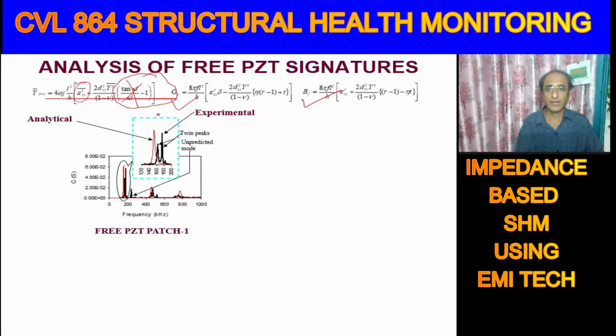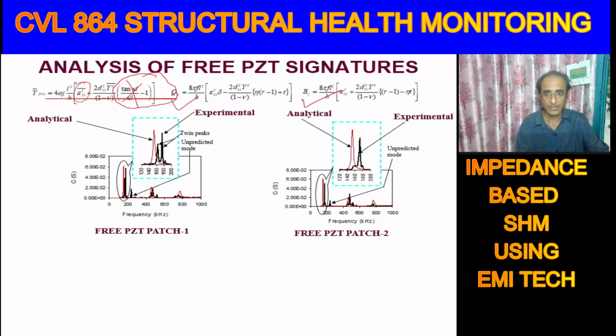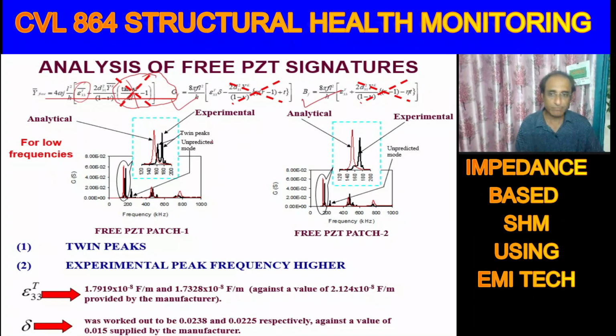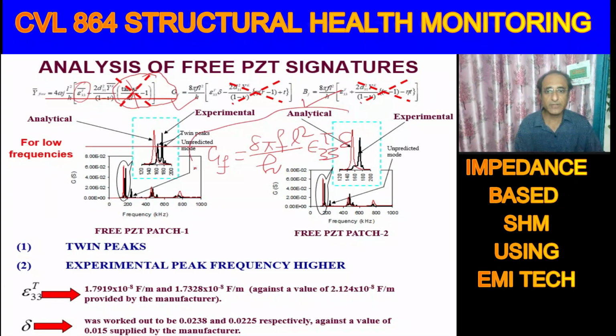Alright, for very small frequencies we can make use of that to obtain some parameters. For example, what we find is that for low frequencies, these terms are 0, and we have very simplified expressions for the very low frequencies. So we have the real part and the imaginary part. The real part will be something like G_F equal to 8πF L² by h, where h is the thickness, multiplied by ε33 and δ, and similarly for the imaginary part.